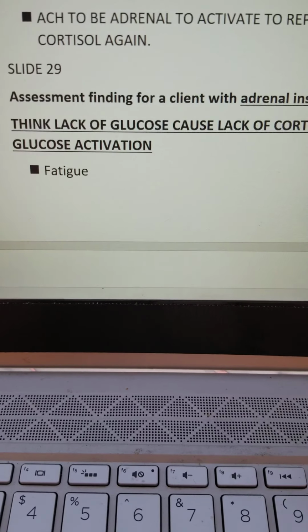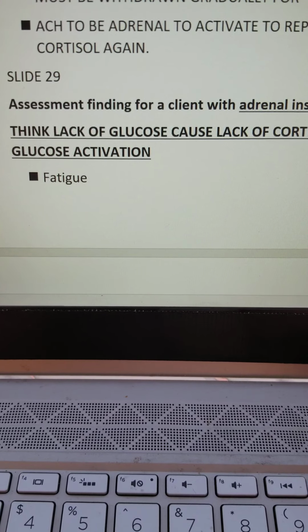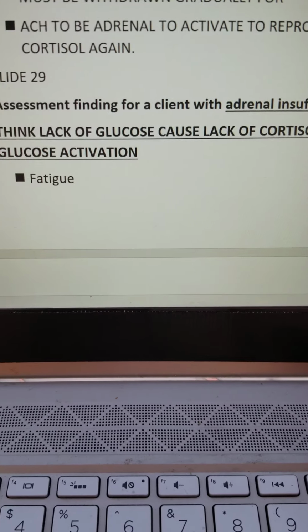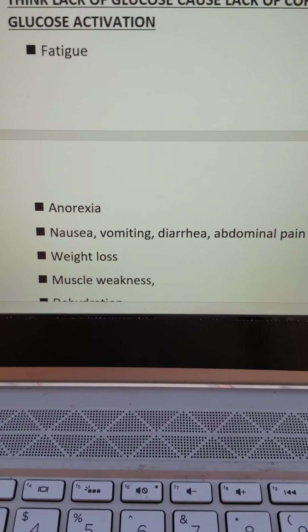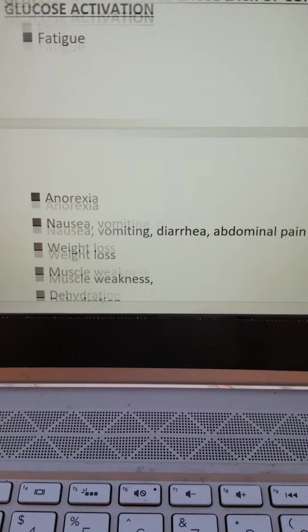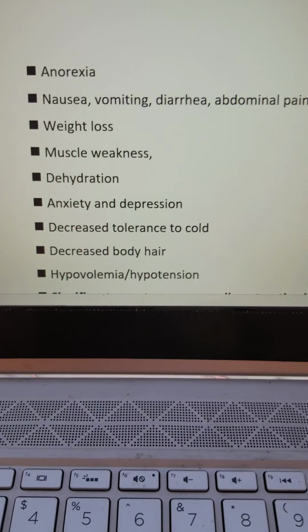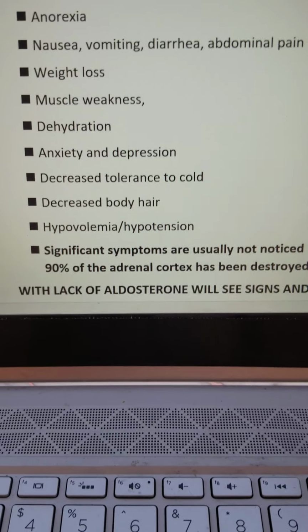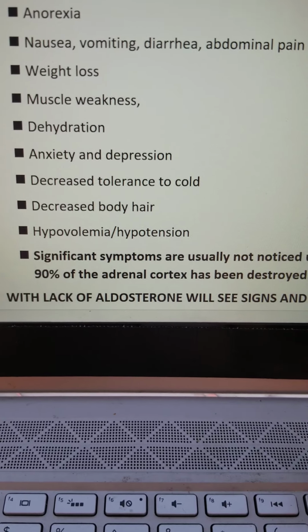Slide 29. Assessment findings for a client with adrenal insufficiency. Think lack of glucose, because lack of cortisol is less glucose activation. You're going to have, with this Addison's, adrenal insufficiency, fatigue, anorexia, nausea, vomiting, diarrhea, abdominal pain, weight loss, muscle weakness. So the GI is the nausea, vomiting, diarrhea, abdominal pain.